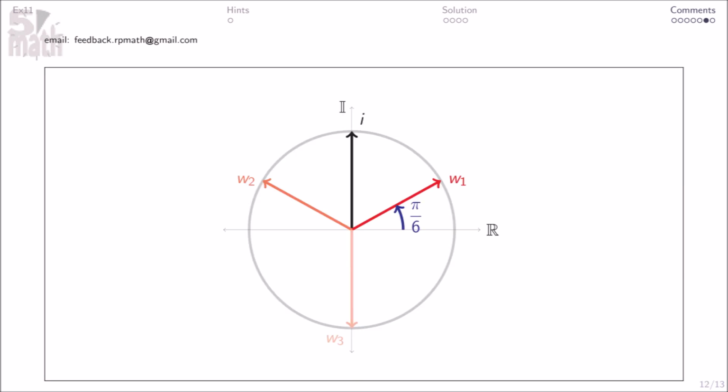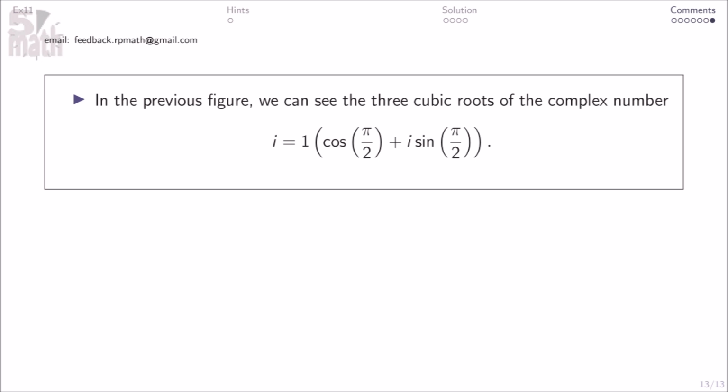Here is a picture. In the previous figure, we can see the three cube roots of the complex number i equals 1 times cosine pi over 2 plus i sine pi over 2.